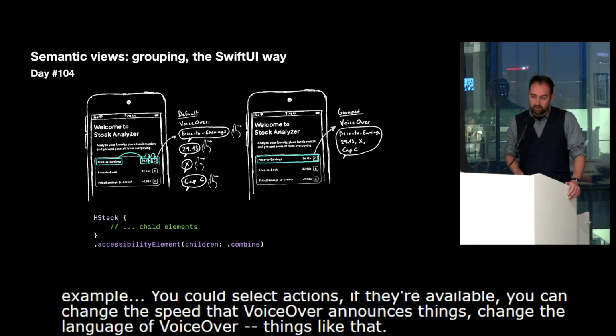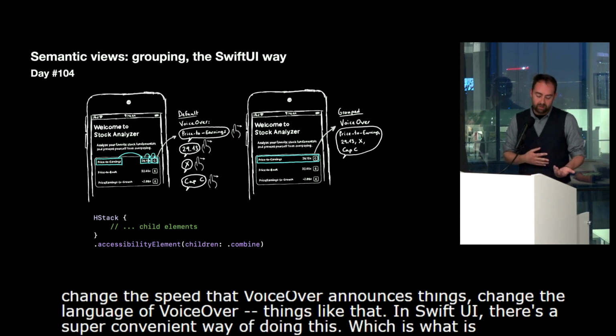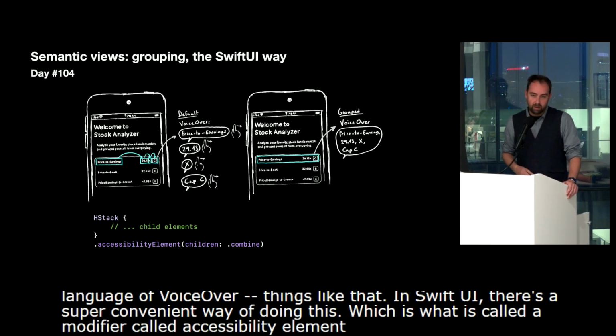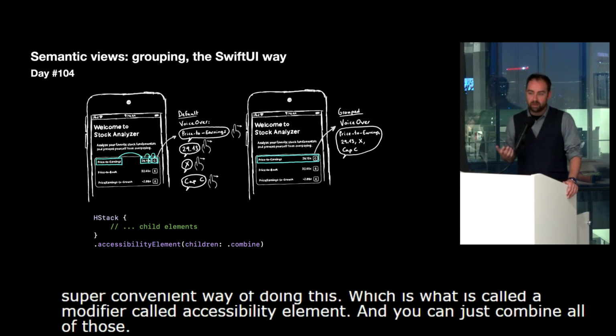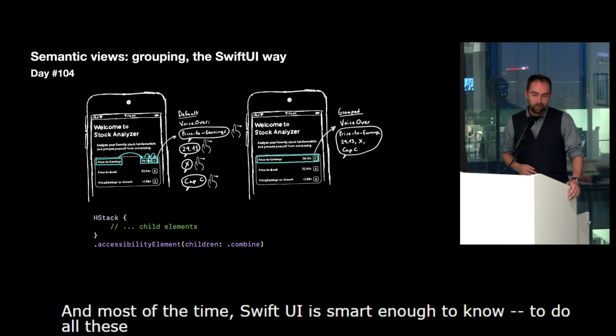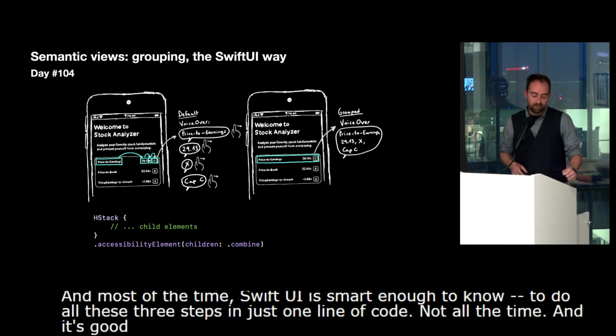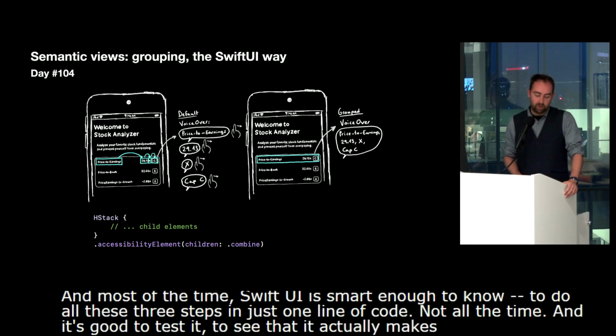In SwiftUI, there's a super convenient way of doing this, which is a modifier called accessibilityElement, and you can just combine all of those. Most of the time, SwiftUI is smart enough to do all these three steps in just one line of code. Not all the times, and it's good to test it to see that it actually makes sense, but I think it's a really nice improvement in SwiftUI.